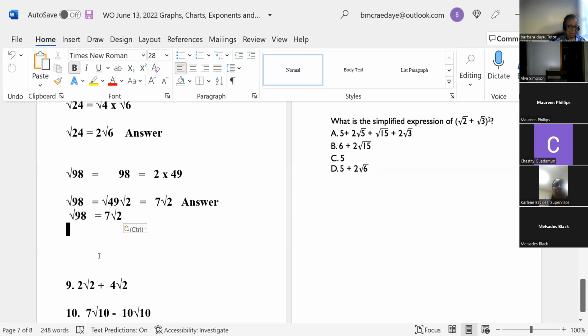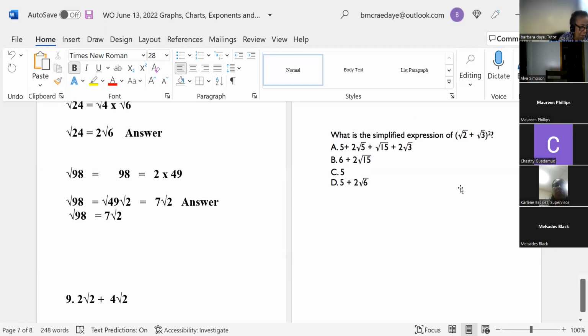Okay. Now, I want you to try another one. Let's try another one. Not 98. Let me do another one. Let's see. The square root of 80. What is that equal to?